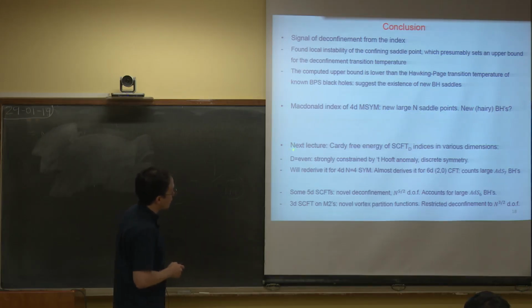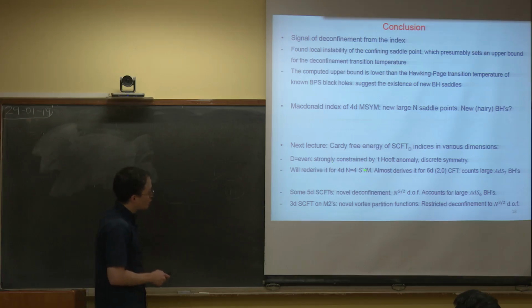In the next lecture, I'll do basically two things. I'll try to develop the Cardy-like free energy of the even-dimensional superconformal field theory indices using more abstract arguments based on 't Hooft anomalies, discrete symmetries, and so on. Because if you remember the form of the Cardy free energy I explained for four-dimensional Yang-Mills theory, it's expressed in terms of anomaly polynomials. So I'll do this abstract derivation of the free energy using some background field theory technique.